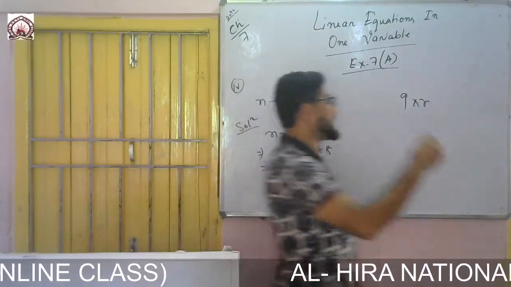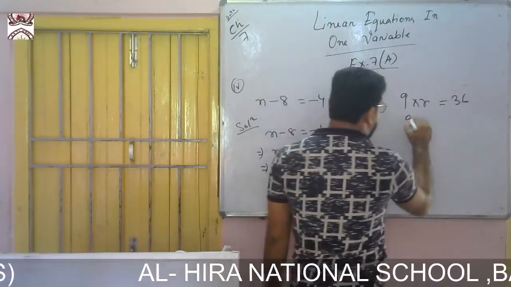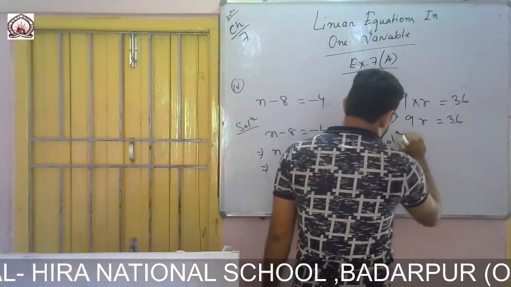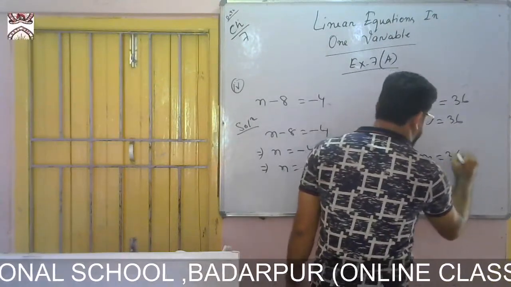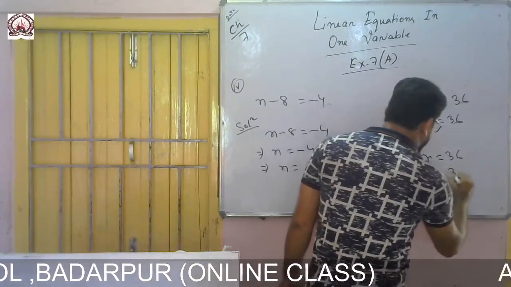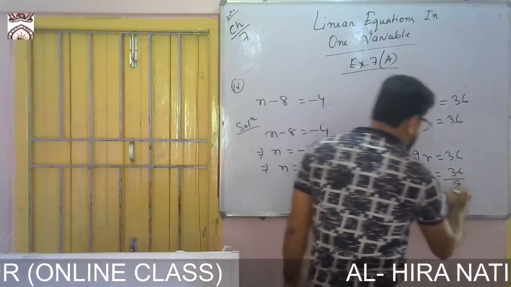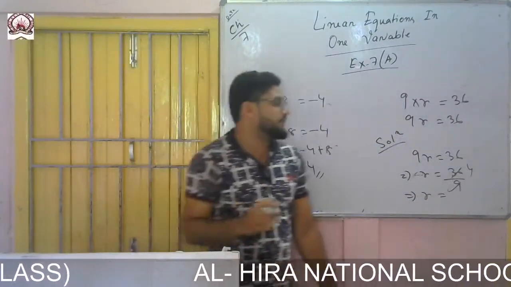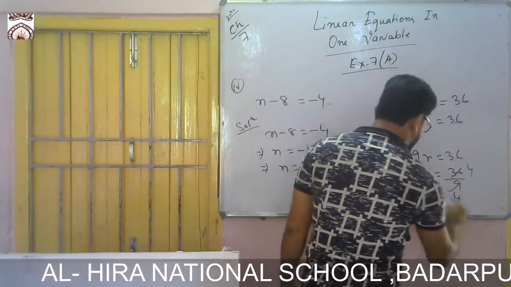Is 36. So I can write 9r equals 36. Now we take the solution. 9r equals 36, then r equals 36 by 9. So you cancel it. 9 fours are 36. So the answer is 4. R equals 4. So that is the answer.